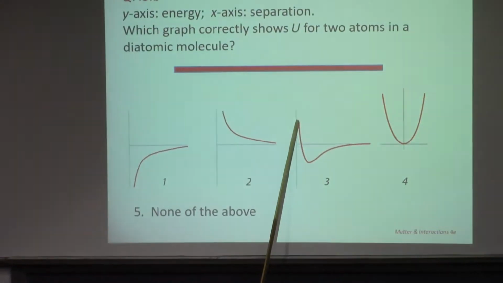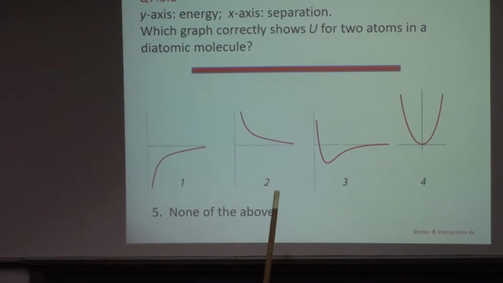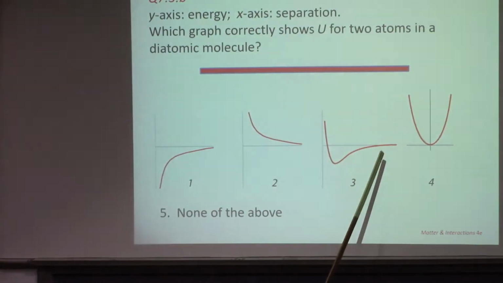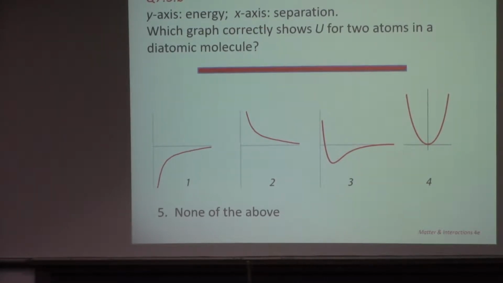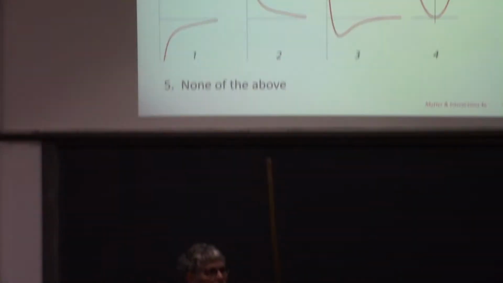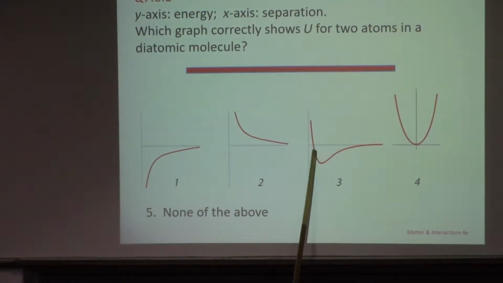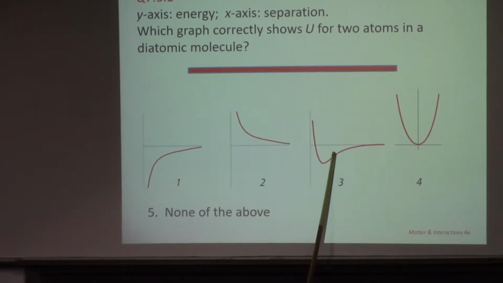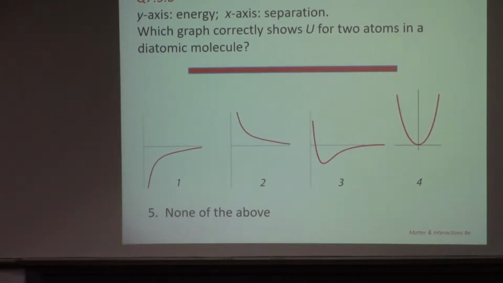And it gets very steep. In this graph, there's sort of no bound states in a certain sense. But we know that for two atoms bound together, you have to put in energy to separate them. So therefore, there better be a situation where K plus U can be negative here. And as you separate the atoms farther and farther, eventually you just break the bond.